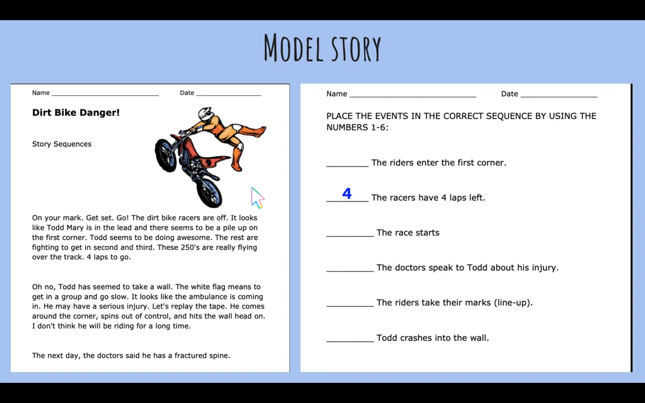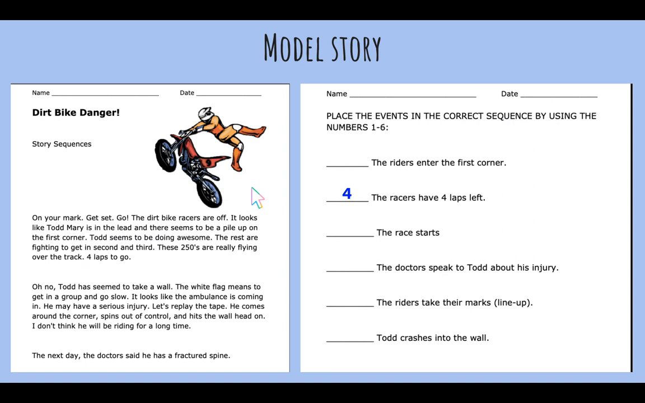The dirt bike racers are off. It looks like Todd Mary is in the lead, and there seems to be a pile up on the first corner. Todd seems to be doing awesome. The rest are fighting to get in second and third. These 250s are really flying over the track. Four laps to go. Oh no, Todd has seemed to take a wall.